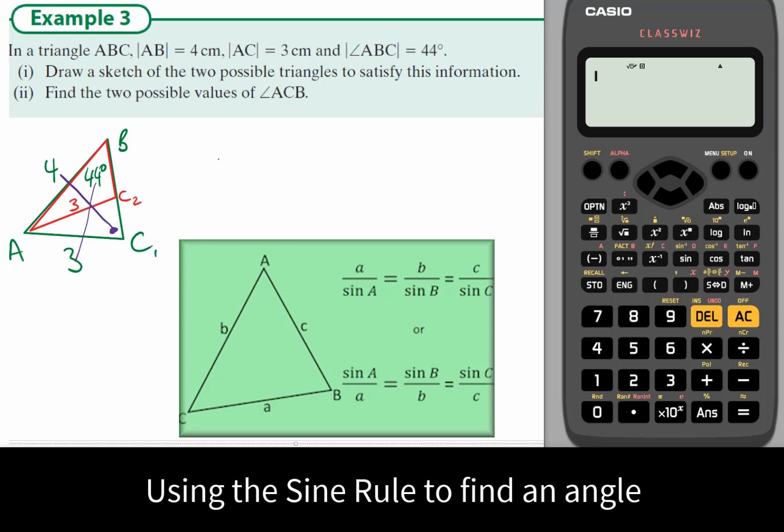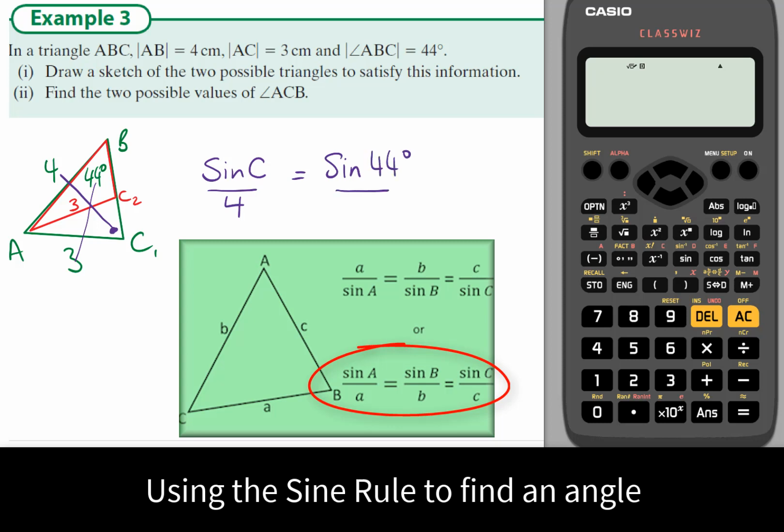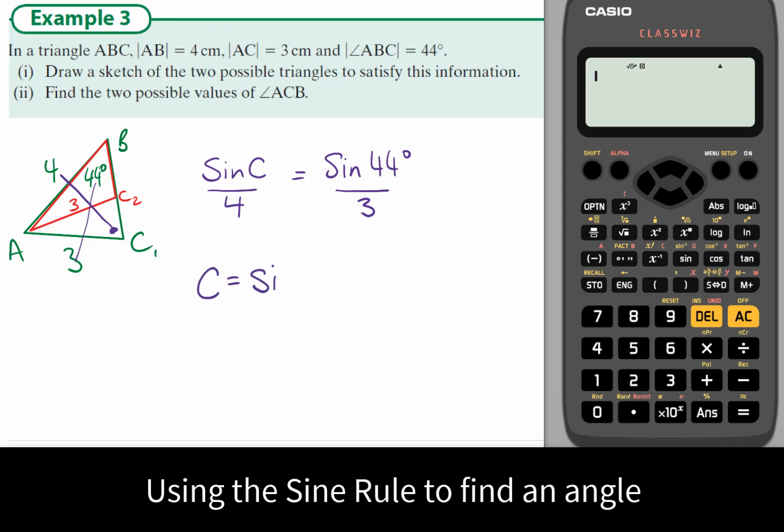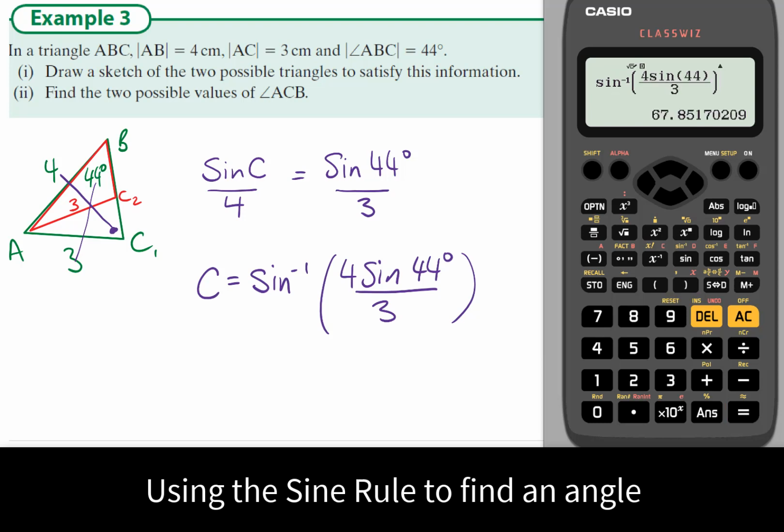We're going to use the version of the sine rule that has the angle part on top. So I'm going to write that sine C over the side across from it, 4, is equal to sine of 44 divided by the side opposite, 3. I'm just going to solve this out. We might notice that C then would be equal to the sine inverse of 4 times sine 44 divided by 3, just by manipulating the formula. So I'm going to sub this into the calculator to evaluate what the angle C is equal to. So I see C works out to be 67.85 degrees.